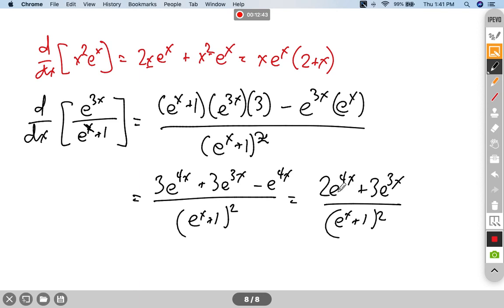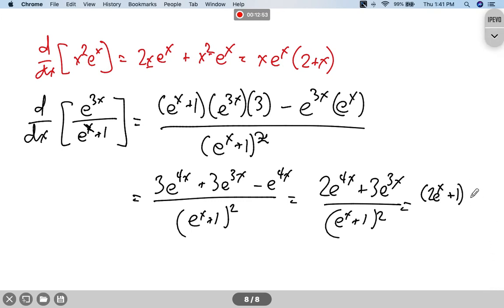And we can take out a common e to the 3x. So that would give me 2e to the x plus 1 times e to the 3x over e to the x plus 1 squared. Huzzah! Okay, not too bad working with derivatives with e to the x.